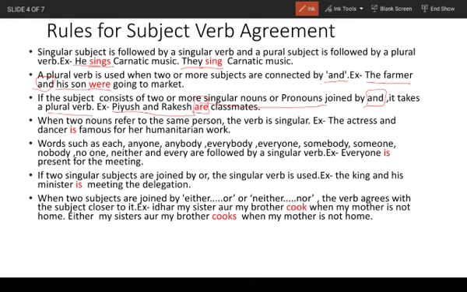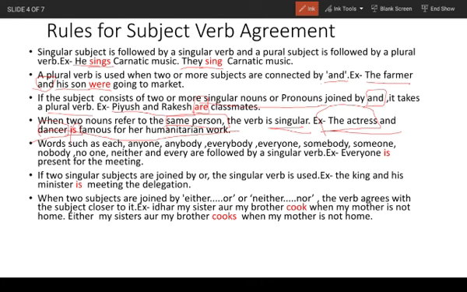When two nouns refer to the same person, the verb is singular. Suppose the person is an actress and she is also a dancer. So they are referring to the same person, so at that time the verb is singular. Like the actress and the dancer is famous for her humanitarian work. So here is. Why? Because they both are referring to the same person. The actress is a dancer also, so that's why we have used the singular verb.